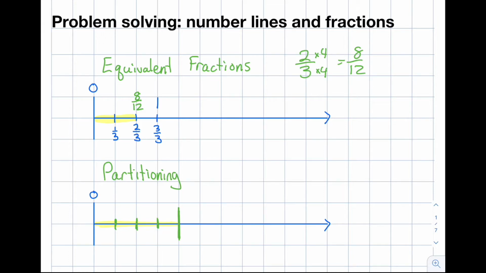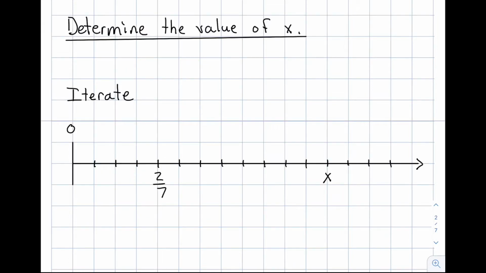Let's start doing some examples. The first several examples, our task will be to determine the value of x given another point labeled on the number line. So here we have 2/7 and x way over to the right.